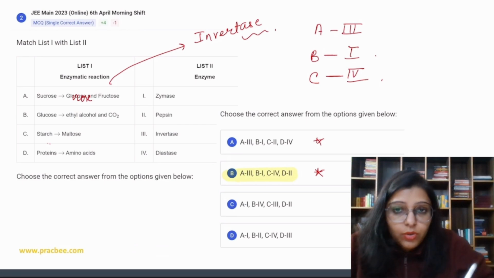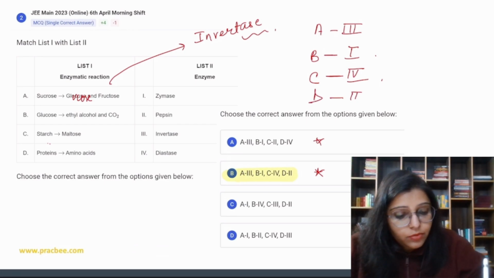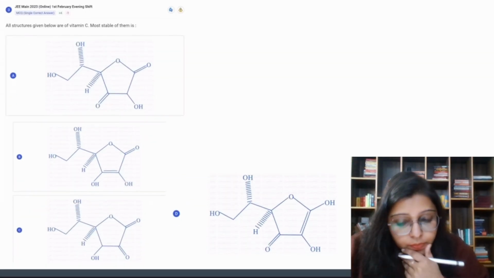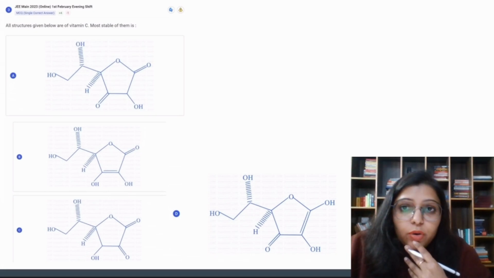And proteins to amino acid, pepsin. Protein digesting enzyme is the pepsin. So D can be matched with option number 2. Clear? Now, next, all structures given below are of vitamin C.